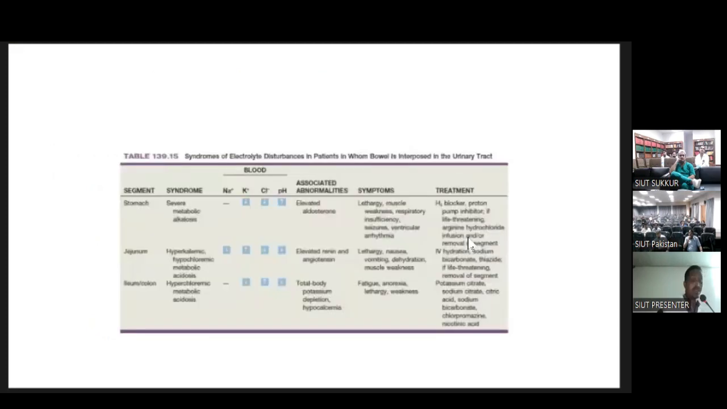You can see it properly, yes. This is a table which I took from Campbell, which is the syndrome of electrolyte disturbance in a patient whose bowel is interrupted in the urinary tract. Stomach, which I haven't seen in my life. Anybody from the audience? When do we perform stomach diversion repair?